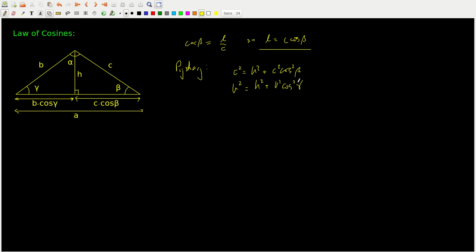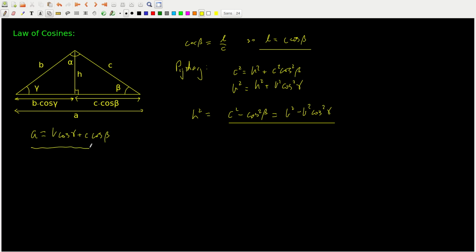Both of these have an h squared, and we can eliminate that between the two of them. That gives us a relationship between the c's and the b's and the cosine squares. The one other piece of information that we have is the link between these two lengths and a, because a is the sum of those lengths. And we can eliminate one of the variables, for example, the cosine of beta here. Notice I just left a c squared out here, so I'm putting the c squared back in. We know that c cosine of beta is related to a by just rearranging that expression.